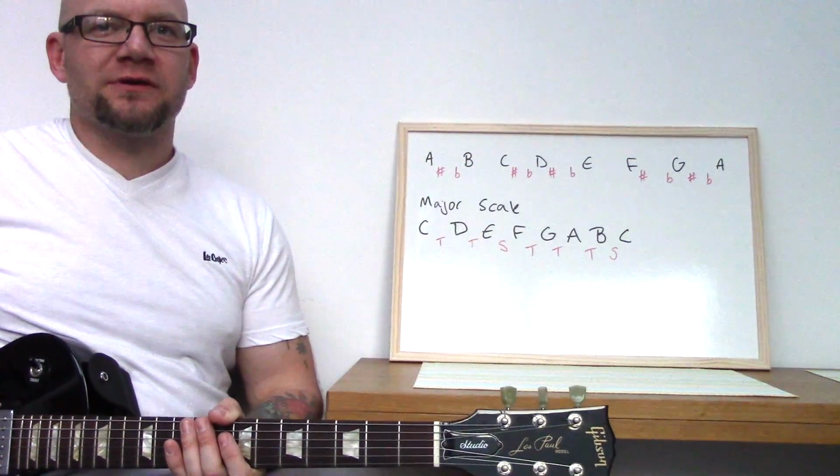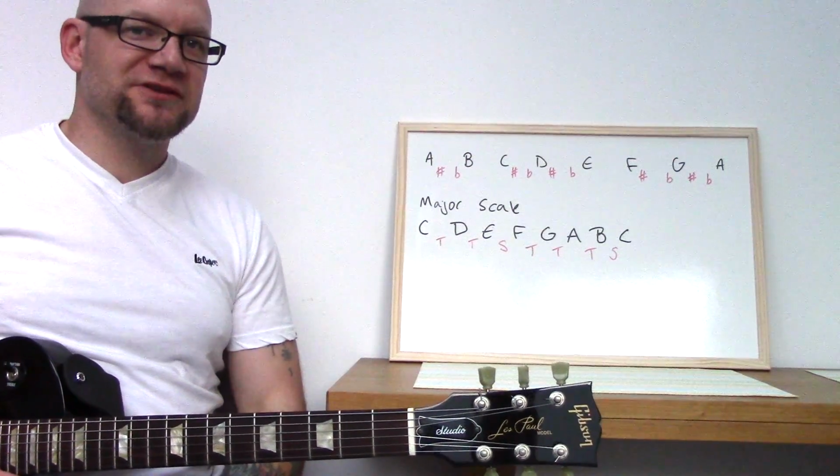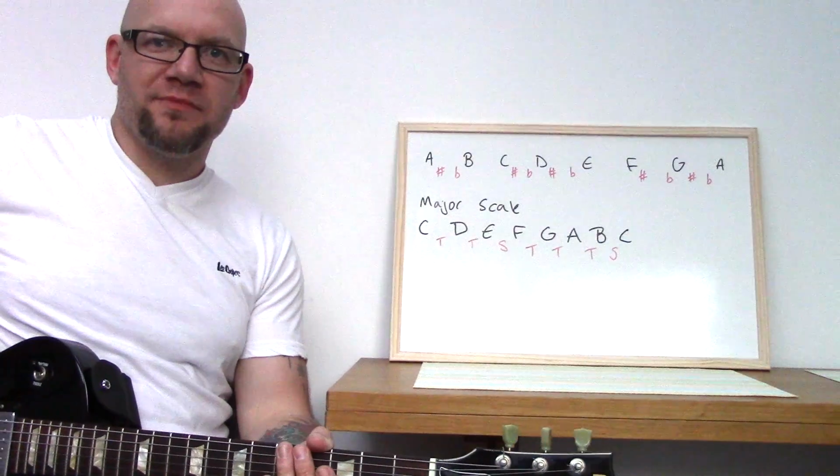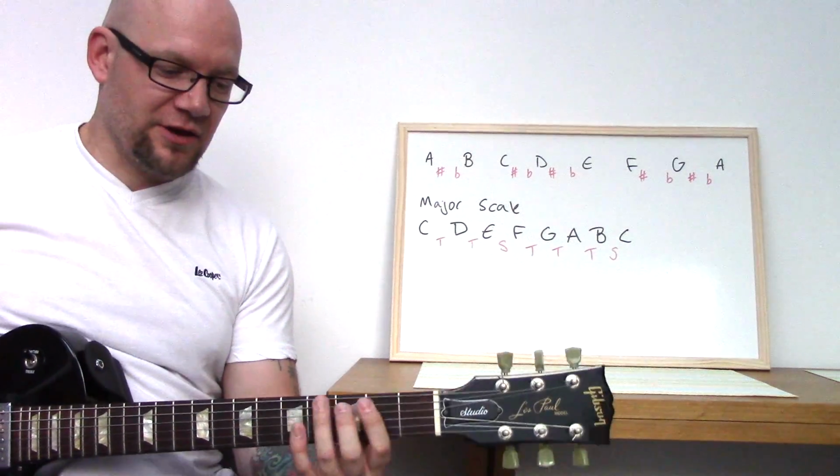So now we're going to look at the major scale. So a major scale is the do, re, mi, fa, so that you would probably recognise.